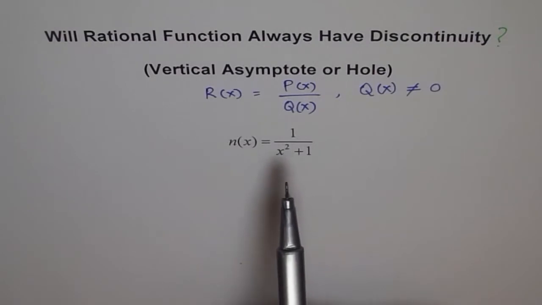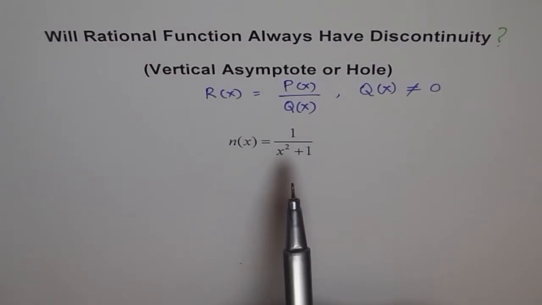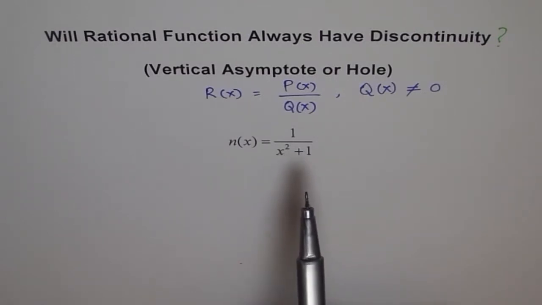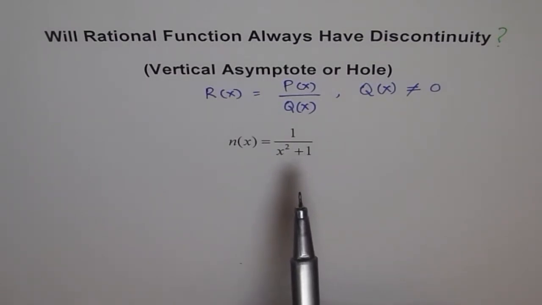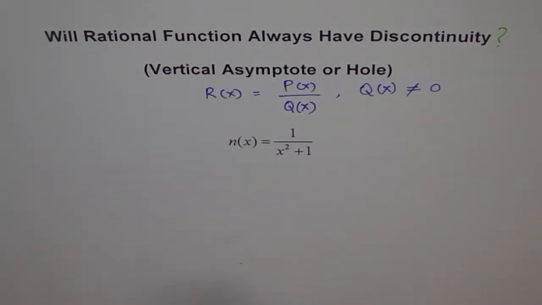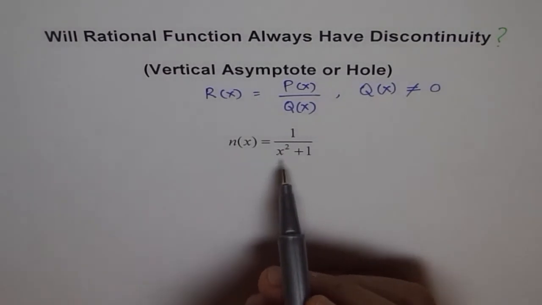Students think yes it will, and that is how they distinguish rational functions from other functions. Normally their answer is that rational functions have asymptotes and holes, the other functions don't. They are right in a way, but they are not absolutely correct. All rational functions do not have holes or vertical asymptotes. I will show you with an example written here.